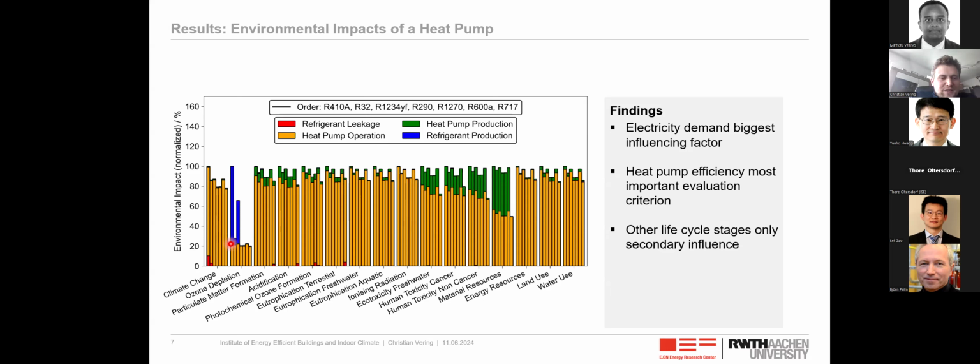Before we have questions regarding ozone depletion, let me say one thing here. We have ozone depletion for R410A, R32, and R1234YF due to the production way we implemented. So based on the chemicals we have in the production, we have leakage assumed in the production, and this yields ozone depletion. This is why we have these three blue bars here. The other yellow bars are all related to operation.